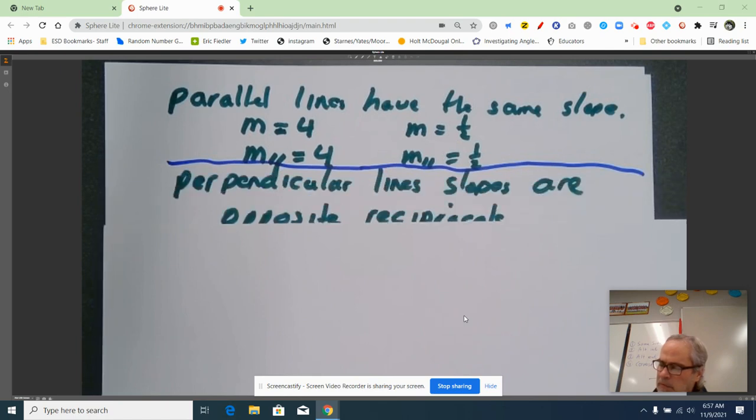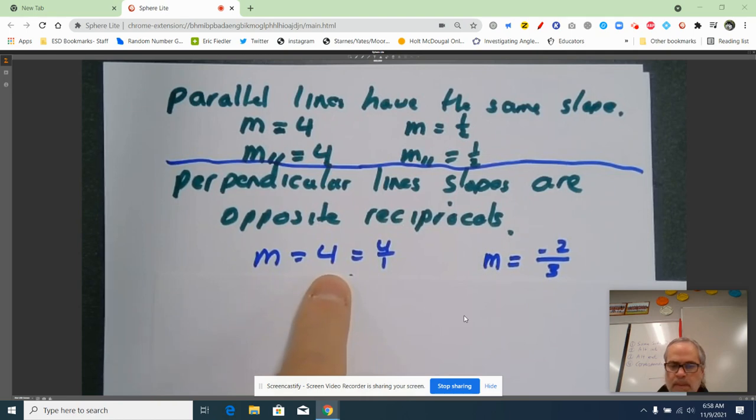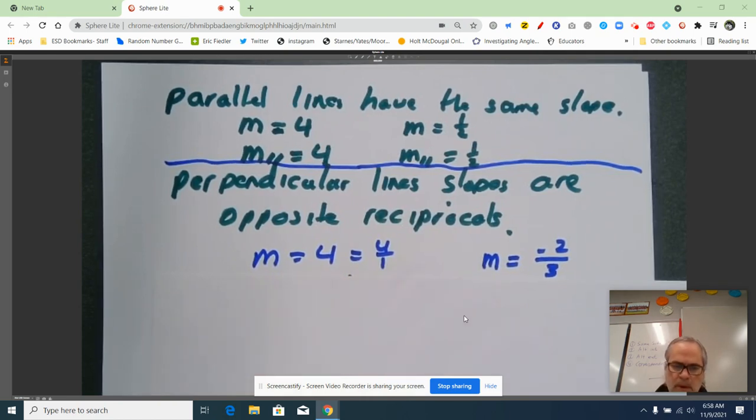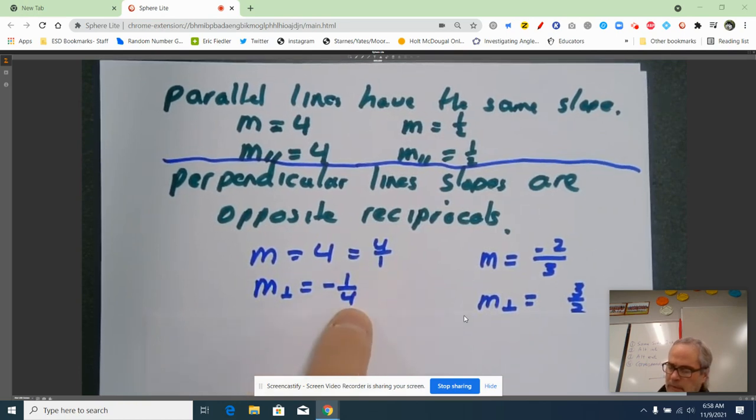The next thing, perpendicular slopes, is a little bit more complicated. Perpendicular line slopes are opposite reciprocals. And when we think reciprocal, think flip the fraction over. Okay, so for example, let's say a line had a slope of 4, which is 4/1. Its perpendicular line would have, you flip the 4/1 over, get 1/4, and make it the opposite. So negative 1/4. Likewise, if the slope of the line is negative 2/3, its perpendicular line would be, flip it over and make it the opposite, positive 3/2.